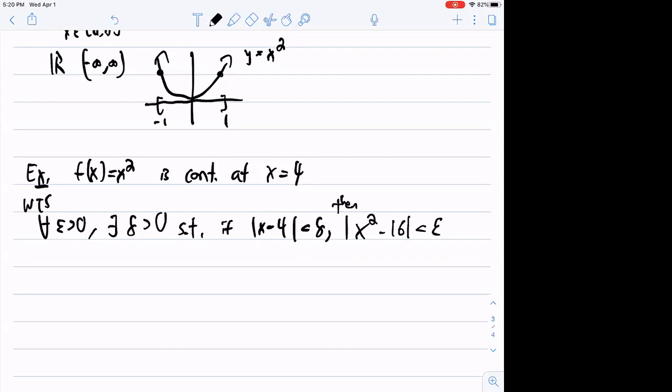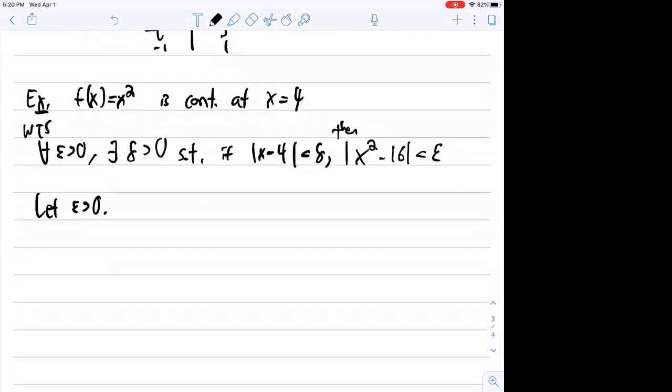The idea is that someone hands you an epsilon, and you have to choose a delta such that this statement holds. So let epsilon be greater than 0. Now it's our job: someone handed us some epsilon, and it's our job to find a delta such that this statement holds. So what should we choose our delta? Let's do some scratch work.